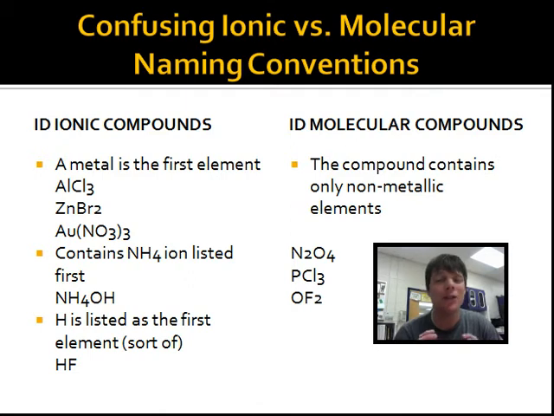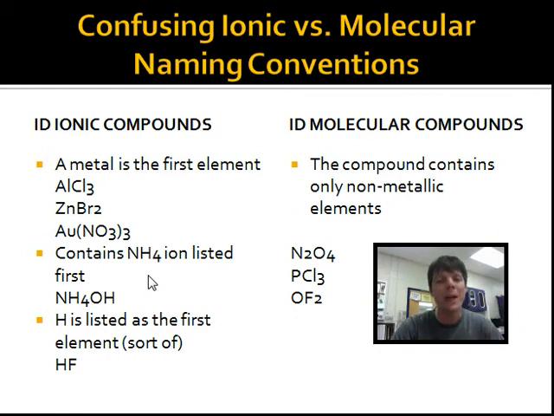The number one thing that you need to do in this topic is first to identify when you're looking at a compound, is it an ionic compound, is it a molecular compound? So what do you look for to identify an ionic compound? Here are some things. A metal is the first element listed in either the name or the formula of the compound. Aluminum chloride, zinc bromide, gold 3 nitrate. These are all examples of ionic compounds because they contain a metal, aluminum, zinc, gold. Remember that the metals are elements below and to the left of the stair-step divider on the periodic table.